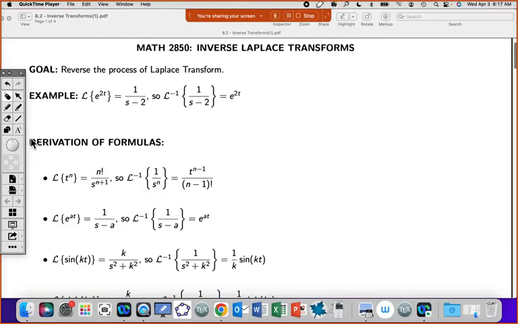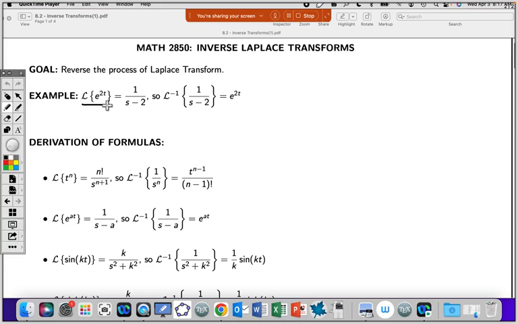So basically what we're doing here in section 8.2 is we're going to reverse the Laplace transform. All right. So for example, we know the Laplace transform of e to the 2t is 1 over s minus 2. So the inverse Laplace of 1 over s minus 2 is equal to e to the 2t. All right. Now the way we're going to do the inverse Laplace transform is we're just going to just reverse the formulas, right?